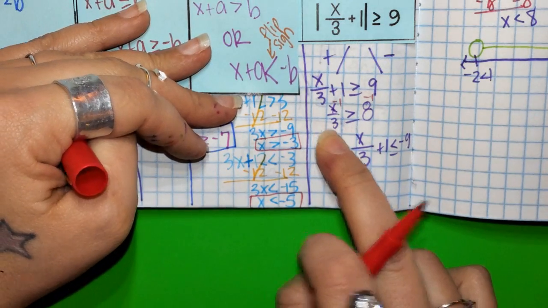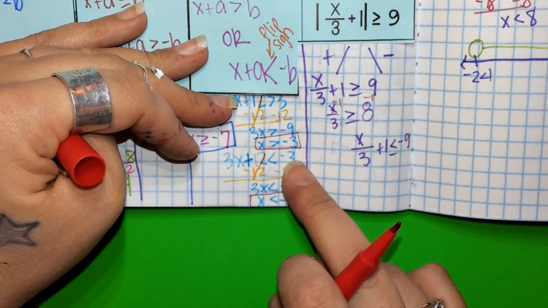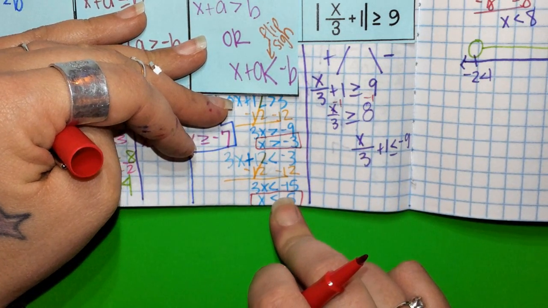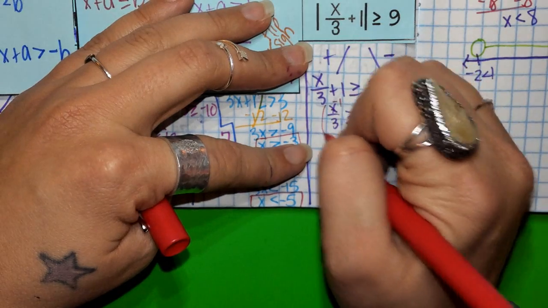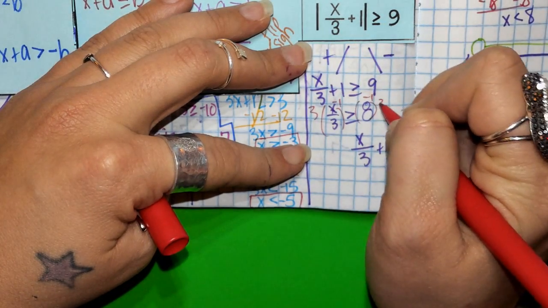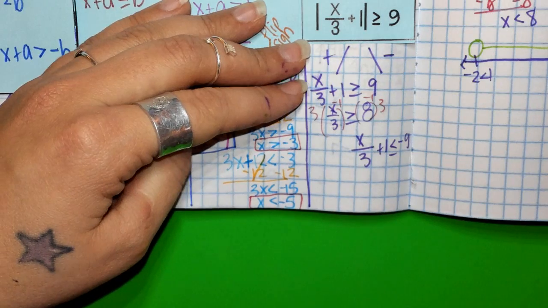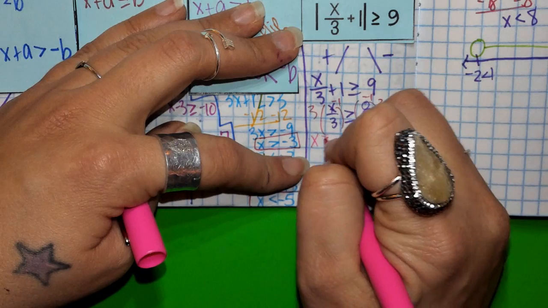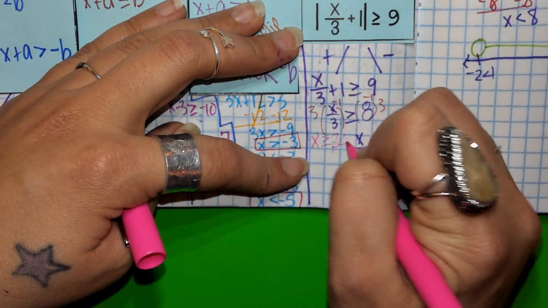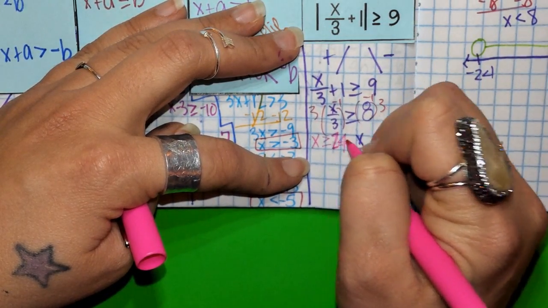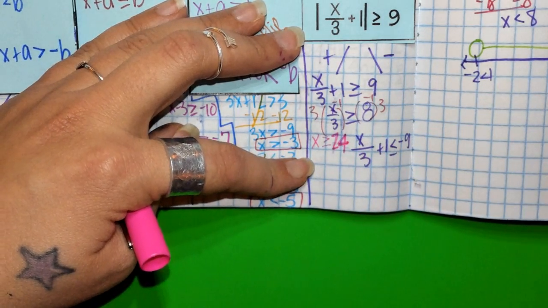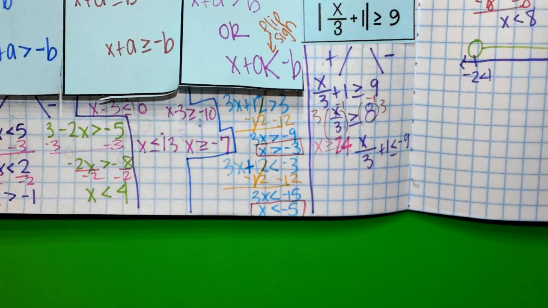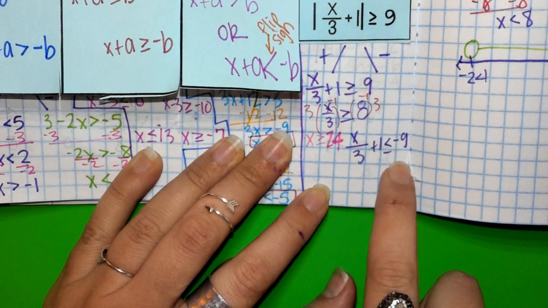Now what would we do, besides Reggie and Bryn and Alicia? How do we get rid of the fraction? Multiply by what? Okay, so if we multiply both sides by 3, what do we get? I'm going to write it in blue. 24. Fantastic. Do we have to flip our sign? Why? We didn't multiply or divide by a negative. Fantastic.